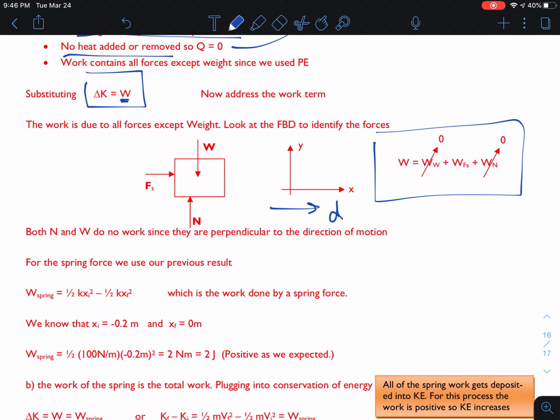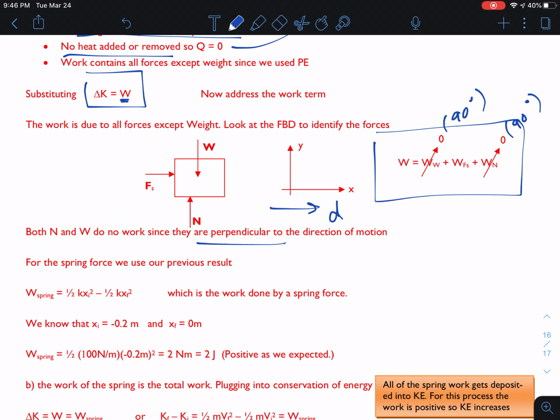work done by maybe the weight force, and I can easily see that the weight force is perpendicular to the displacement. That means the angle is going to be 90 degrees. That's why there's no work done by the weight force. And the same reasoning also applies to the normal force in this case. Since the normal force and displacement are 90 degrees, when you find the work term, cosine 90 will give you 0. Okay, so make a note of that as well.